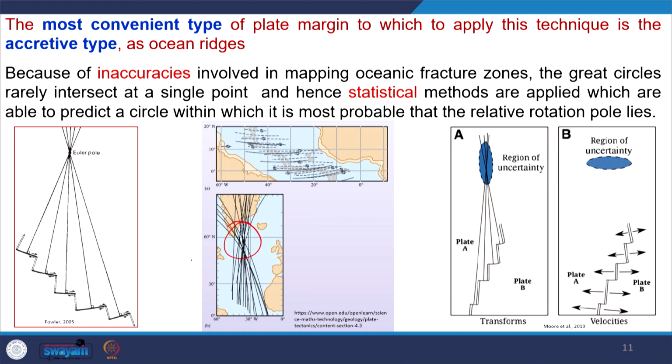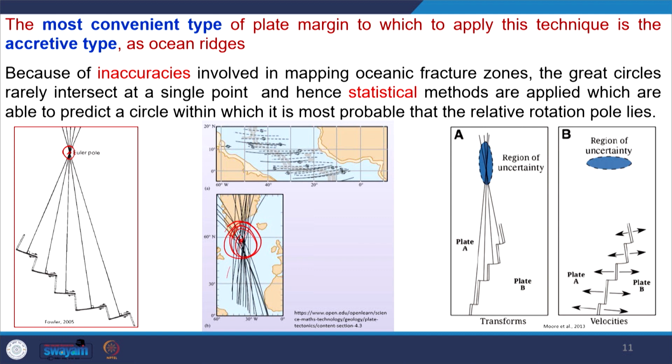But it may be possible that when we draw these perpendiculars, they may not meet at a particular point. For example, here it is meeting at a particular point, which is the perfect position of this Euler's pole. However, due to some errors and uncertainties, instead of meeting at a point, they meet in a zone. In that case, we take the statistical midpoint of this zone and assume this is the position of the Euler's pole.